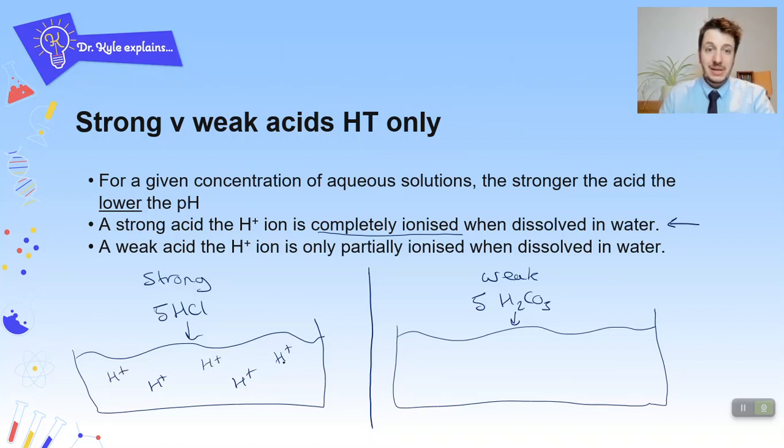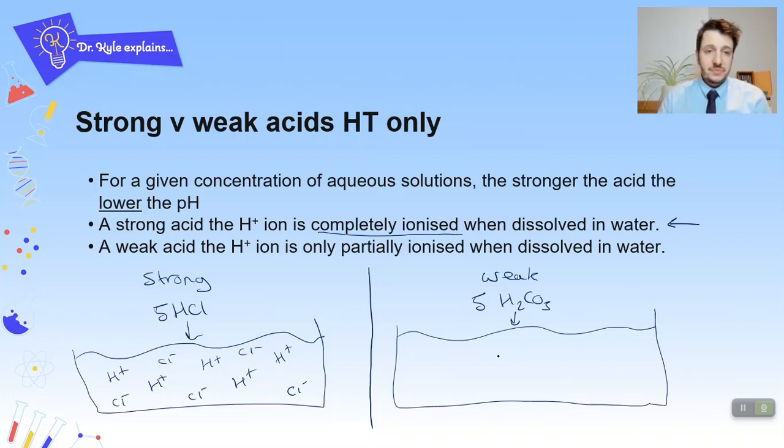They are going to be completely ionized. Now, obviously, the Cl minuses are still going to be floating around. But now those ions are free to move in solution. 1, 2, 3, 4. Those ions are free to move in solution, and the acid is completely ionized.